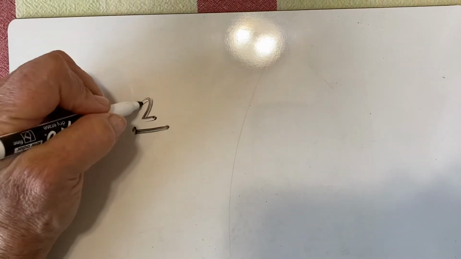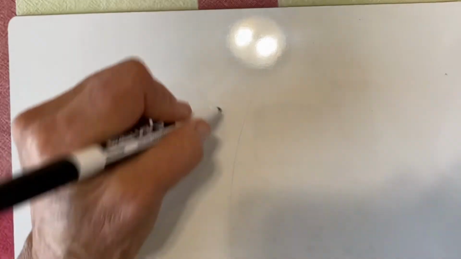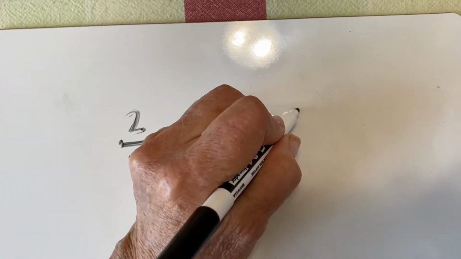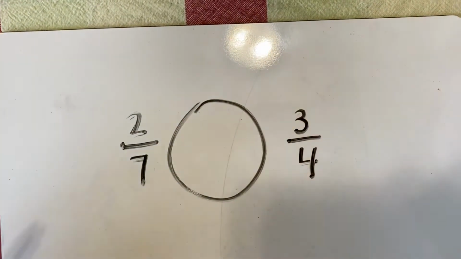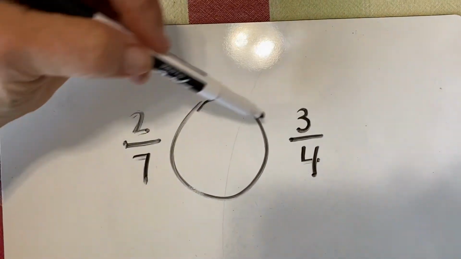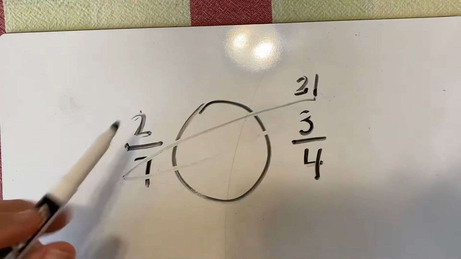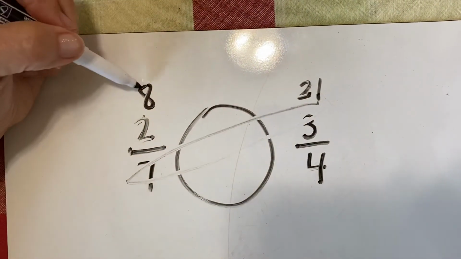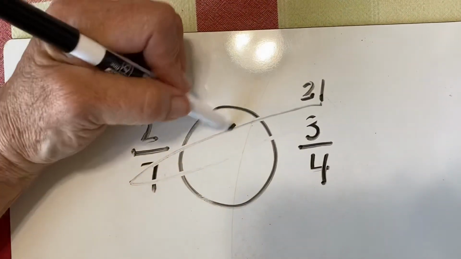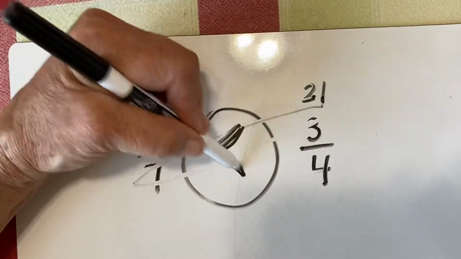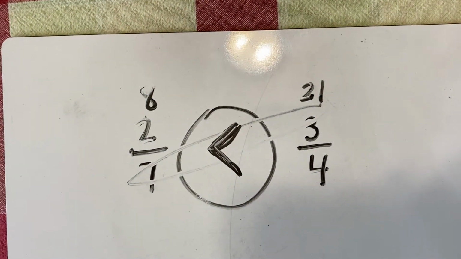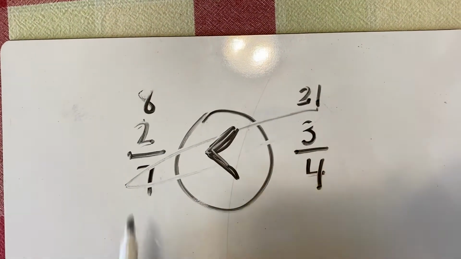I'm going to do one more. Okay, let's do 2/7 and 3/4. So again, we cross multiply. 7 times 3 is 21. 4 times 2 is 8. And which is bigger, 8 or 21? Boom, 21 is definitely bigger. Okay, so that's a shortcut that we can use to compare fractions.